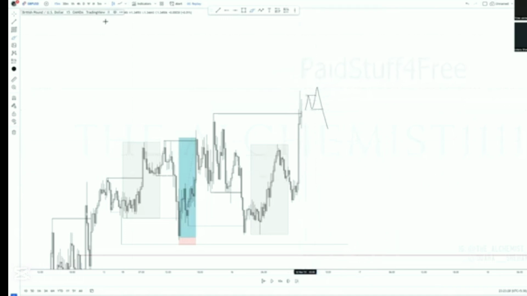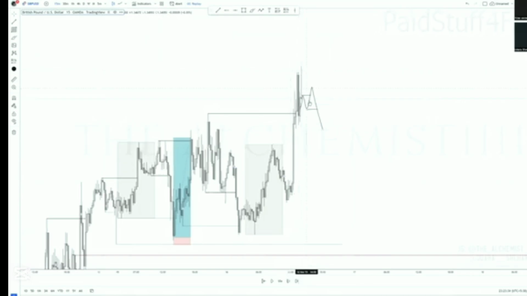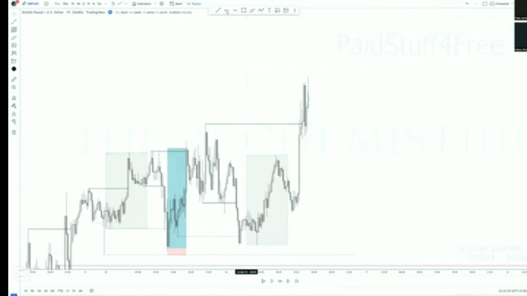And this formation happened right at London Open. So what I did was I tried to sell it from somewhere around here, and then something like this happened and wicked me out. We can't go to the 5 minutes, so I can't show you that. But somewhere around here, I tried to sell it and then it stopped me out.